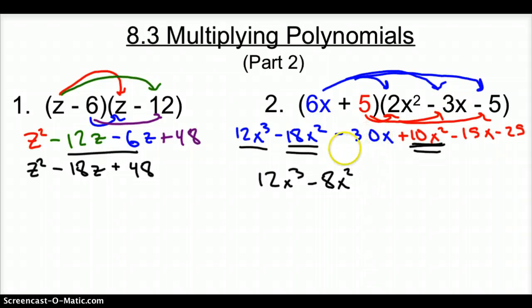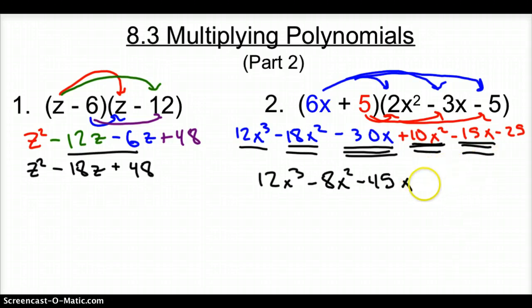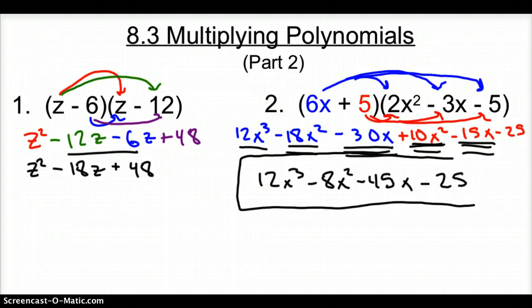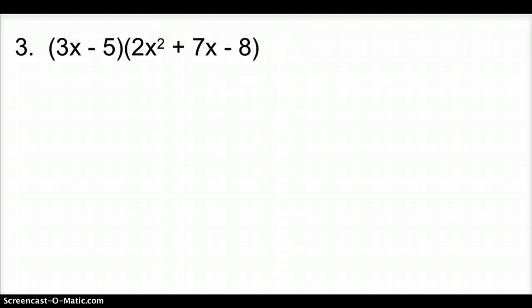Now here we have some x's. So here's a negative 30x. Here is a negative 15x. So we combine them to get a negative 45x, again keeping the same exponent, and then finally negative 25. So right here is our solution, our product to number 2. This is our answer when we multiply all this stuff out. Let's try another one with number 3.